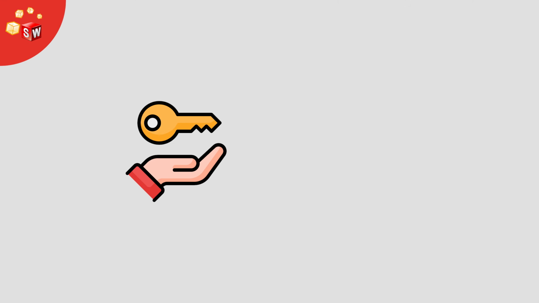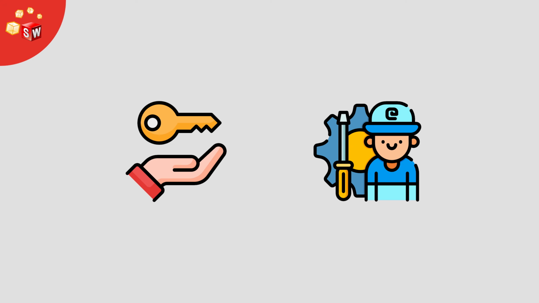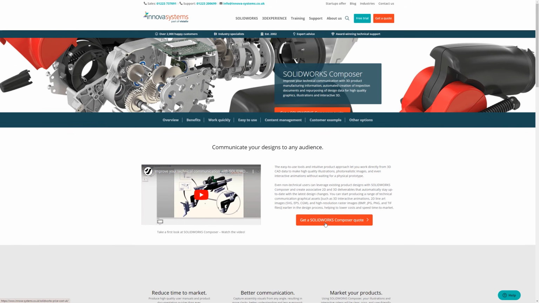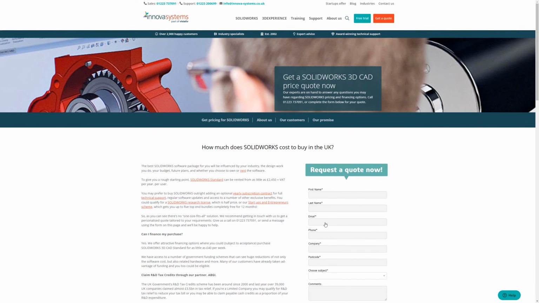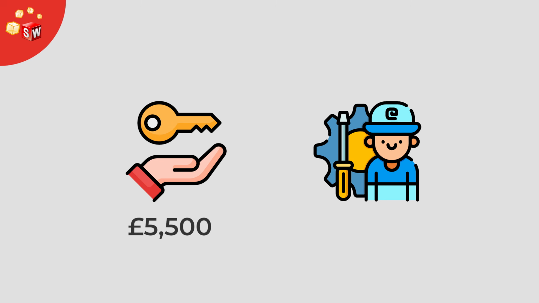Composer comes in one version, and this can be purchased at a one-off cost. However, if you require access to software updates, you'll also have to pay the annual maintenance fee. Pricing isn't available online, and you'll need to talk to a SolidWorks reseller for an up-to-date cost. However, at the time of publishing this video, in the UK, the cost of a Composer license is around £5,500, with a further £1,250 a year to keep it up to date.